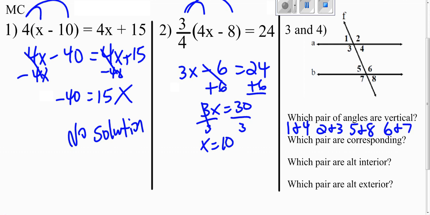Corresponding means in the same position. So that would be angles like angle 1 and angle 5, angle 2 and angle 6, angle 3 and angle 7, and angle 4 and angle 8.